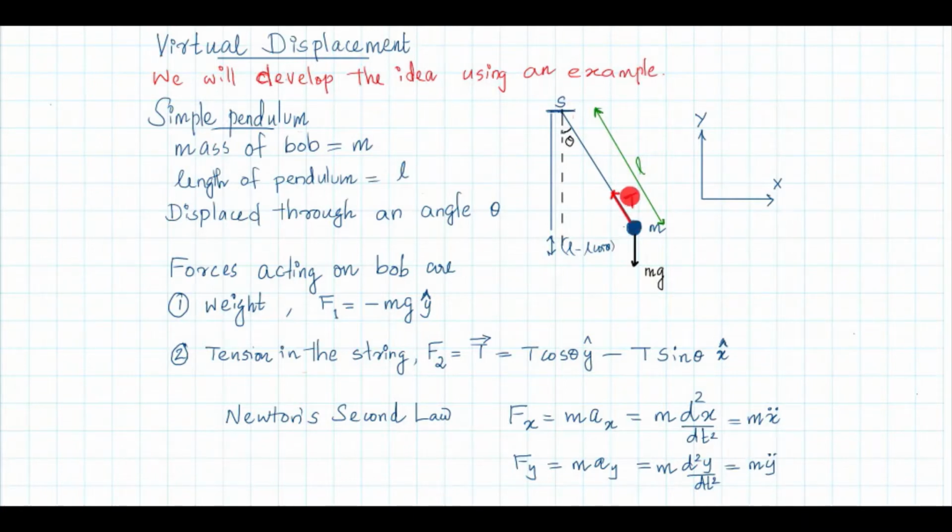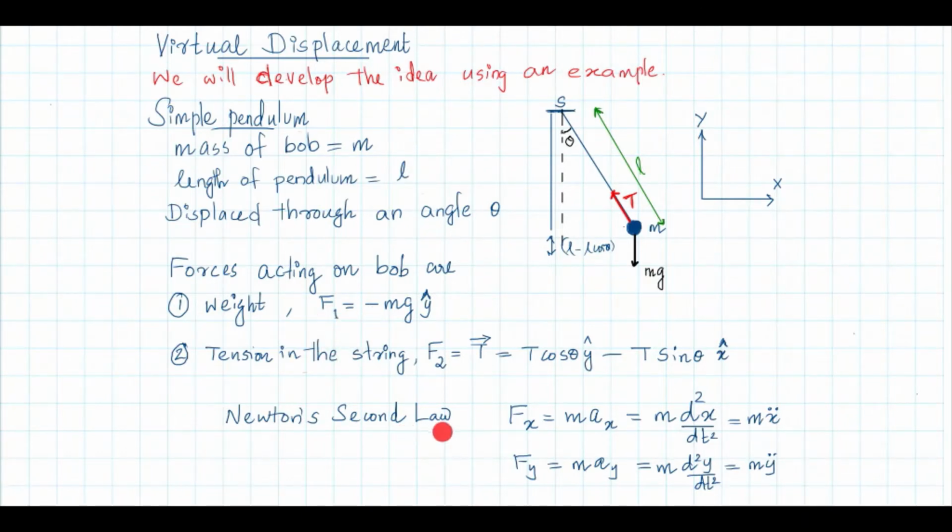We can split T into two components, one vertical component and one horizontal component. The vertical component will be the cos component, because this angle is theta. The angle between T and the vertical will also be theta, since alternate angles are equal. Therefore, the vertical component is T cos theta, along the y direction, so T cos theta y cap. Then the horizontal component is along the negative x direction, and it will be the sine component. So it is minus T sine theta into x cap. These are the forces acting on the bob.